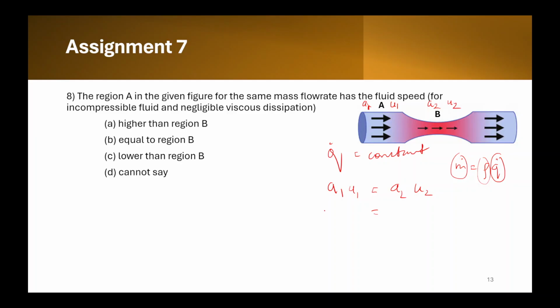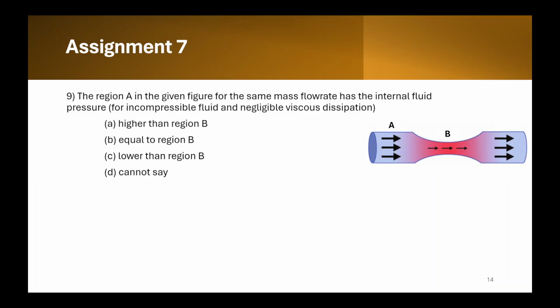A1 is higher than A2. So to keep this relation constant, U1 will be less than U2. So U at point A will be less than U at point B. That is what we need to find out: the fluid speed in region A will be lower than region B. The correct option is C part.